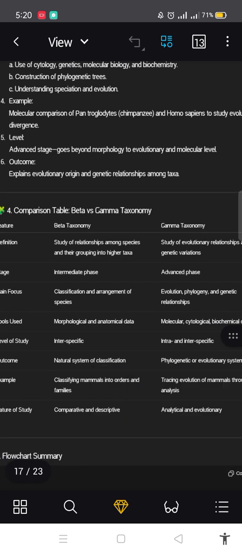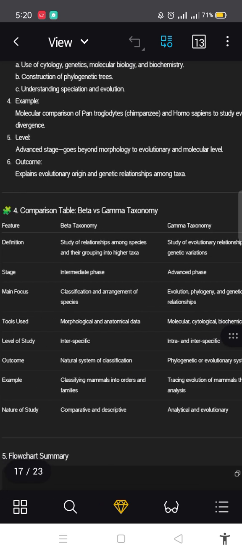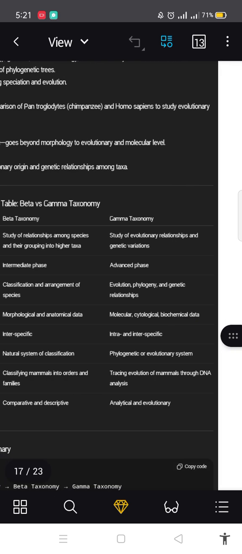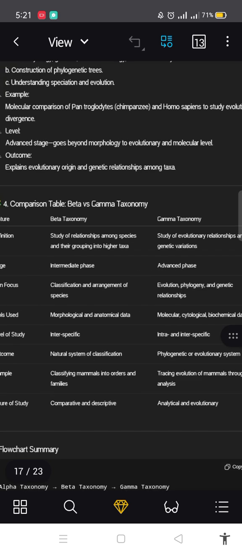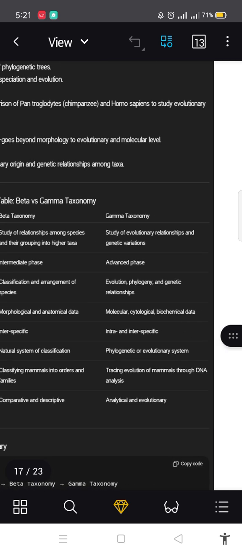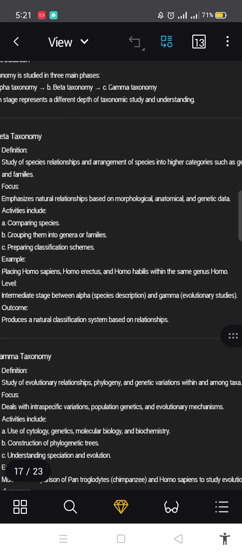Beta is the intermediate phase and gamma is the most advanced. Taxonomy deals with the classification and arrangement of species, evolution, phylogeny, genetic relationships, morphological and anatomical data, and genetic data also.